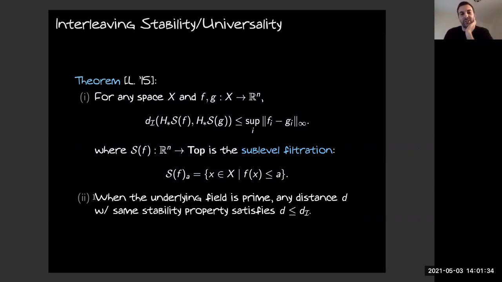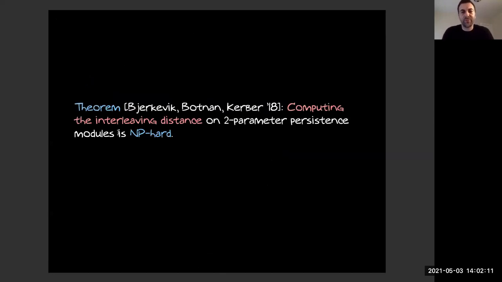What is less trivial is that it turns out that at least when the underlying field over which we're defining our persistence modules is prime, any distance d with the same stability property as shown here is a lower bound for the interleaving distance. So this is a characterization of the interleaving distance in terms of sublevel filtrations. It's stable with respect to them, and it's the largest stable one. And this, in my mind, provides some justification for considering the interleaving distance as opposed to any number of other alternatives that you might consider.